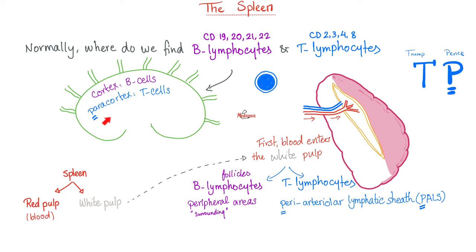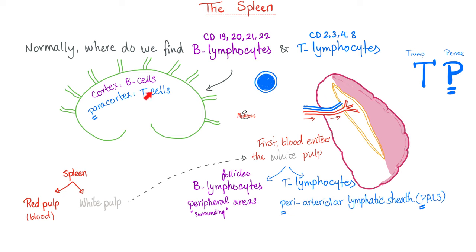True. Do you remember my lymph node? Yeah. B lymphocytes were in the follicles. T lymphocytes were in the paracortex. In the spleen, it's very similar. B lymphocytes are in the follicles as well. All right, that's fair. T lymphocytes are in the, not paracortex, but peri-arteriolar lymphatic sheath.